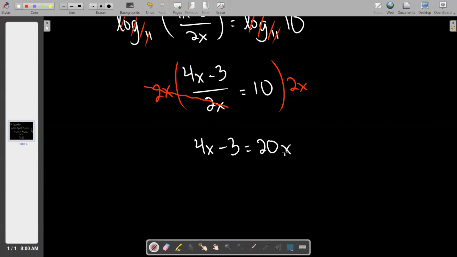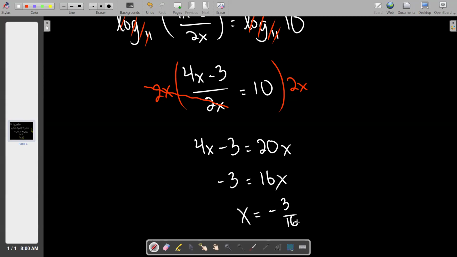It's easy algebra, right? I don't really know what your approach would be. It's kind of six of one, half a dozen of the other. I'd probably just move the 4x over to the right, giving me -3 equals 16x. Then I would divide and I would get x equals -3/16.